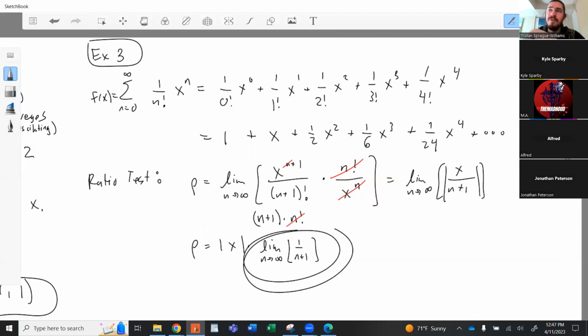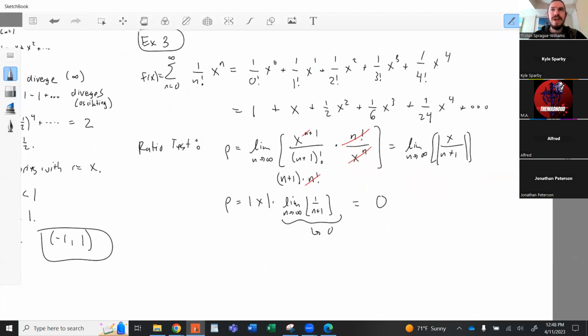So 1 over n plus 1, as n gets bigger and bigger, we're talking 1 over larger and larger numbers. That's clearly going to 0, right? So this whole thing is just the absolute value of x times 0. Well, x is a real number, and every real number times 0 is 0. So that's 0. So what does the ratio test tell us when rho equals 0?